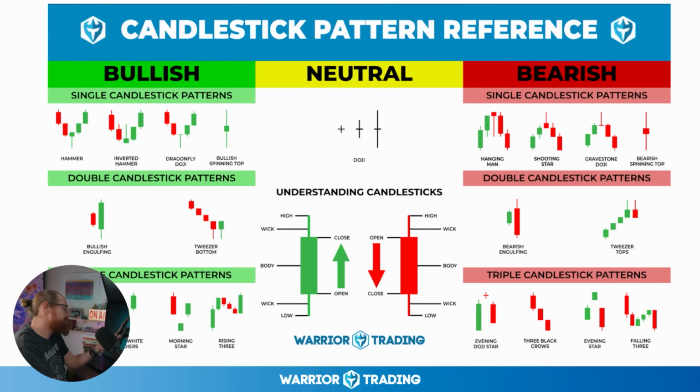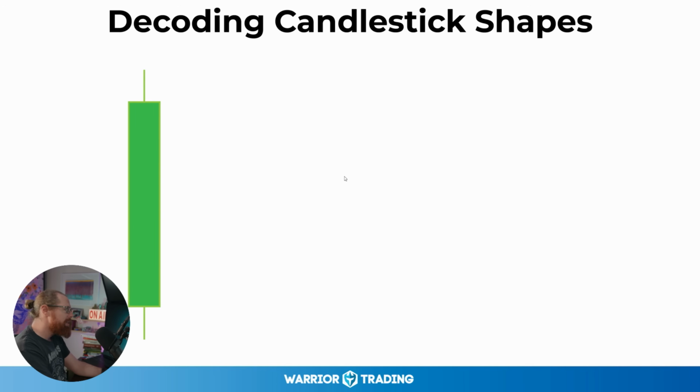If you say, hey Ross, the stock's $5, I don't know if that's good or bad. I don't know where the stock has been. So candlesticks give us the context. I'm going to give you a quick lesson on decoding candlestick shapes. Every candlestick is made with 4 pieces of information. Every candlestick represents a period of time. The period of time is based on the candlestick chart.